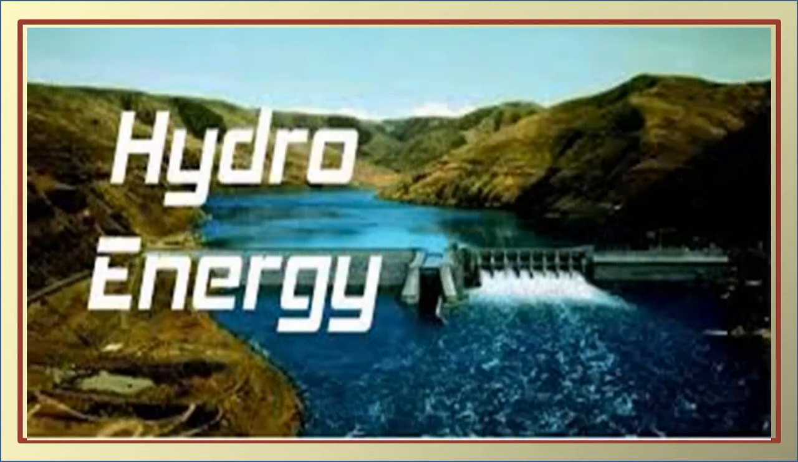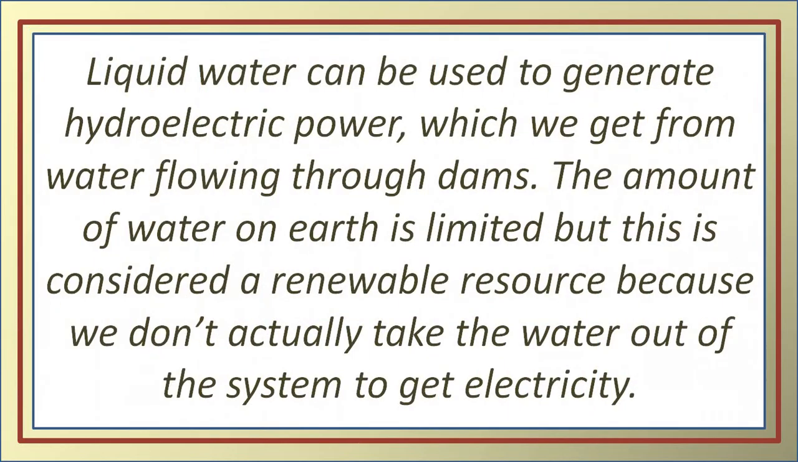Next form of renewable energy is hydro energy. Hydro means water, means energy obtained from water. So liquid water can be used to generate hydroelectric power, which we use from water flowing through the dams. So children, the water in the rivers is used in the dams, in which the water is made to fall from a height, and that makes the turbines rotate and produce electricity.